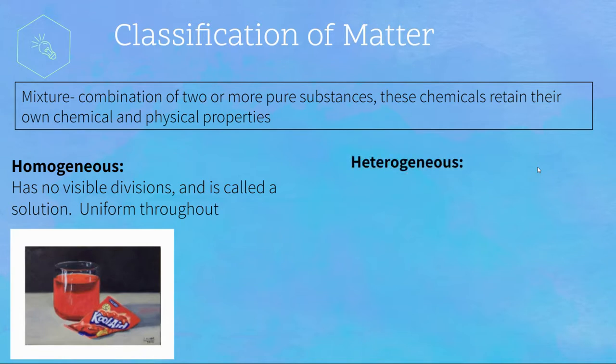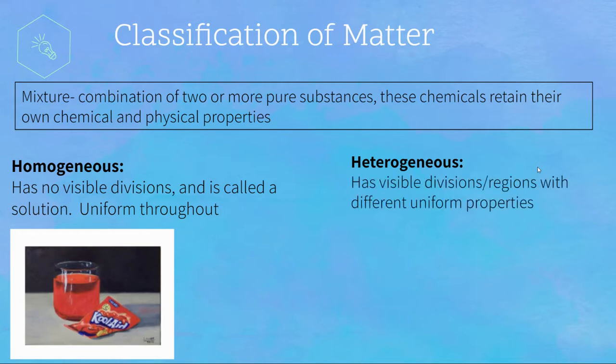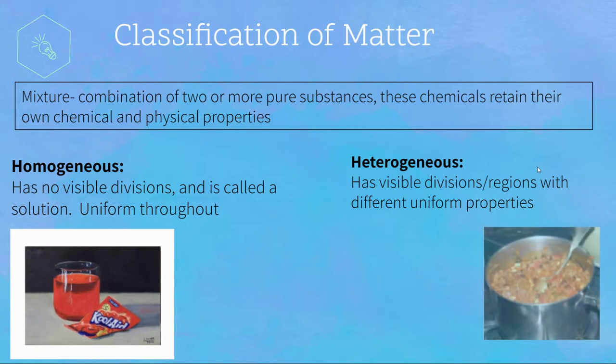On the flip side, we have something called heterogeneous mixtures, and that essentially means it has visible divisions. Each thing has its own uniform property, but it's mixed together, but you can see the distinct parts, much like chili that I make. I love chili. It's delicious. Okay. But in it, you have meat, beans, corn, sometimes peppers, different varieties of beans, maybe some canned tomatoes. You can see all those parts, but it's all in one pot. It's all mixed together, and that is heterogeneous.